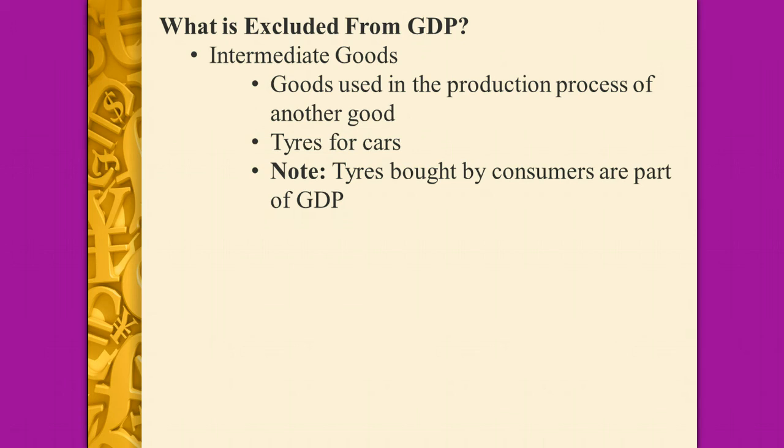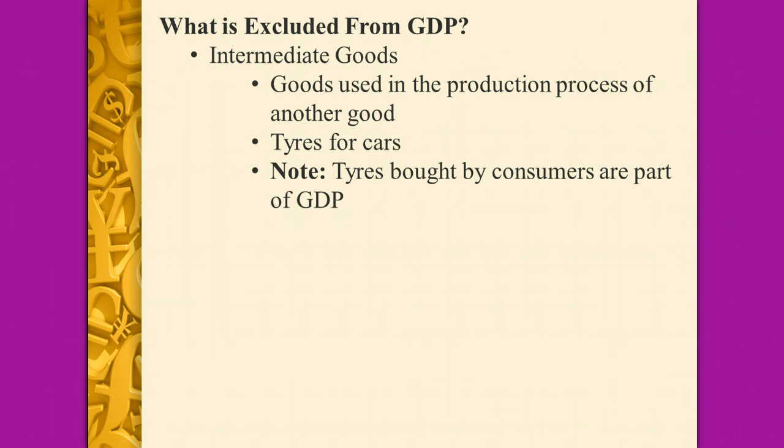However, if I'm driving my Commodore down the road and I get a flat and I pull into Goodyear and I buy a tyre, then the sale or the value of that tyre is part of GDP because it's being used for its final purpose. Okay, so the easiest way to remember it is no matter what the good is, if it's going to be used in the production process of another good, it is not part of GDP, but if it's being used in its final purpose, then it is. So just think of tyres.